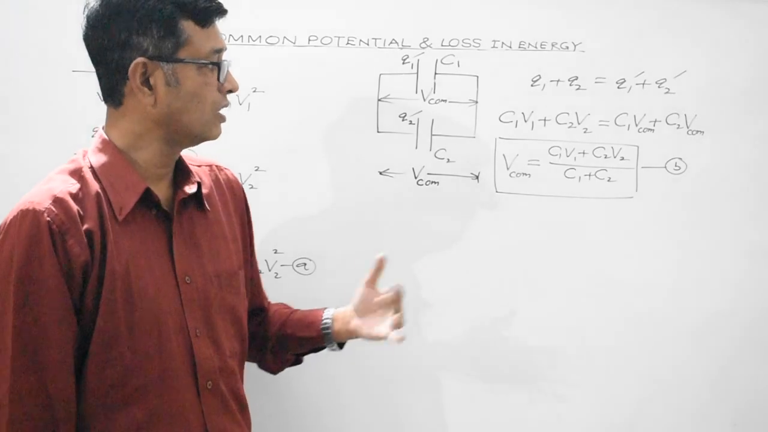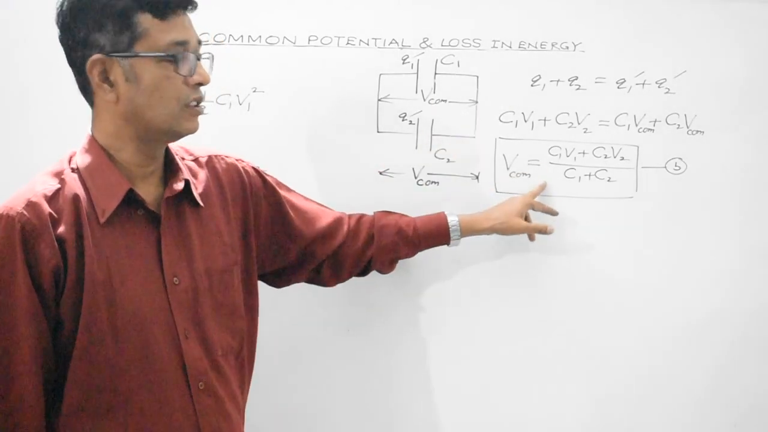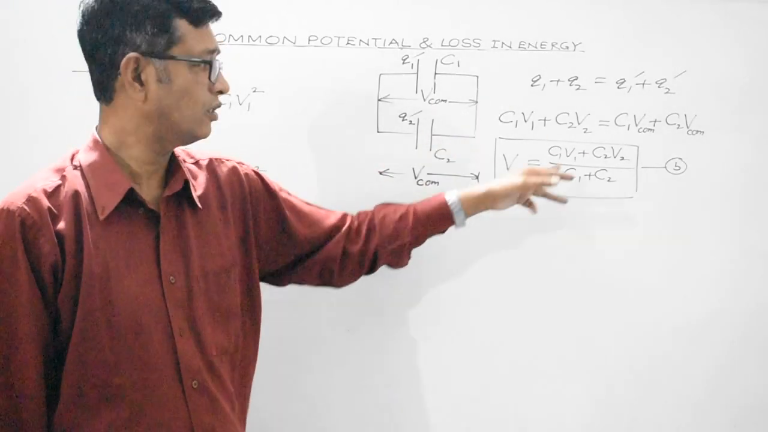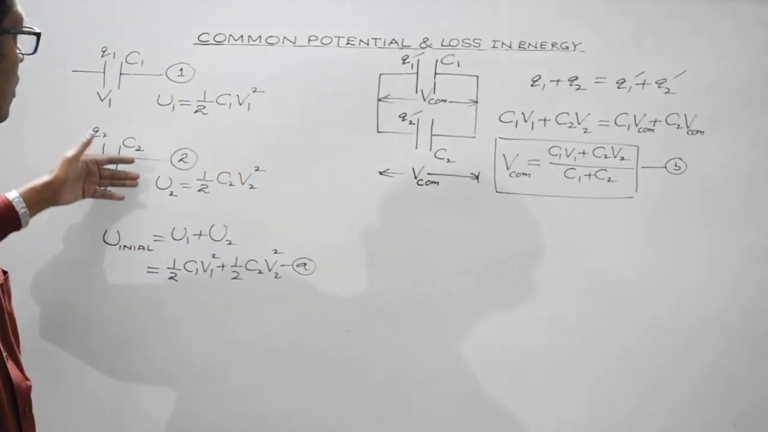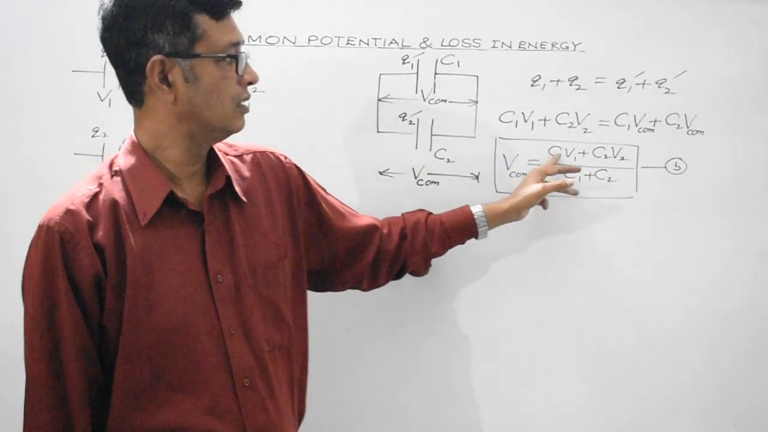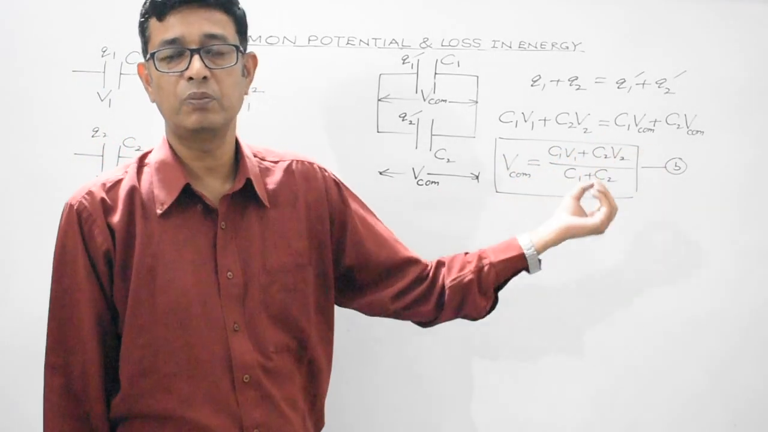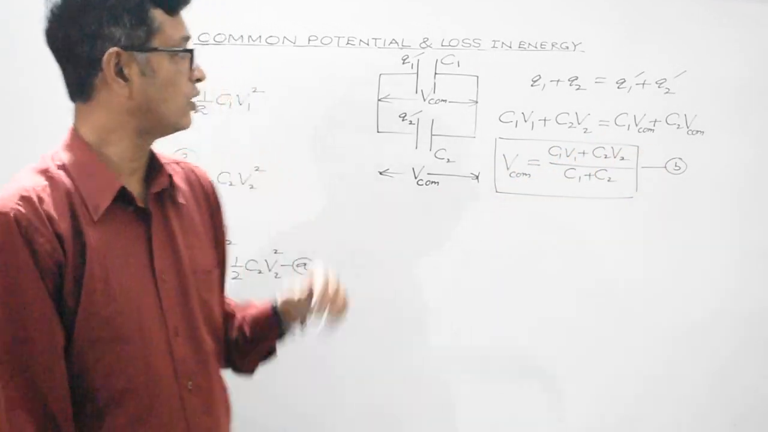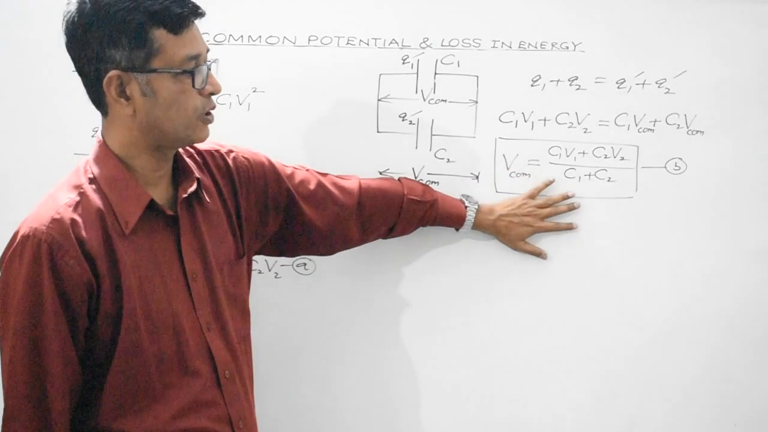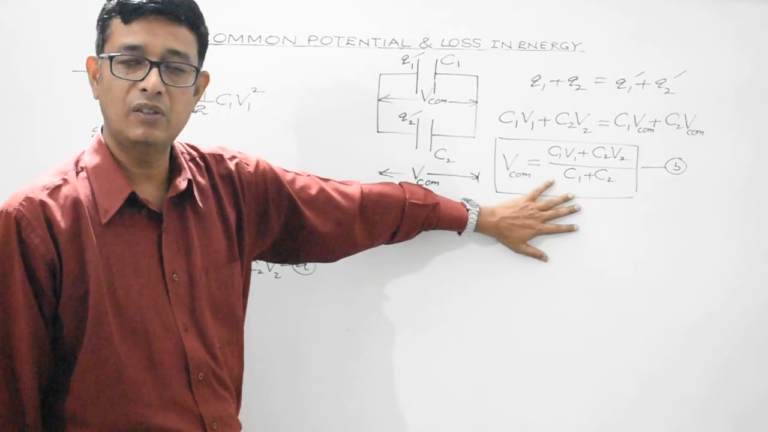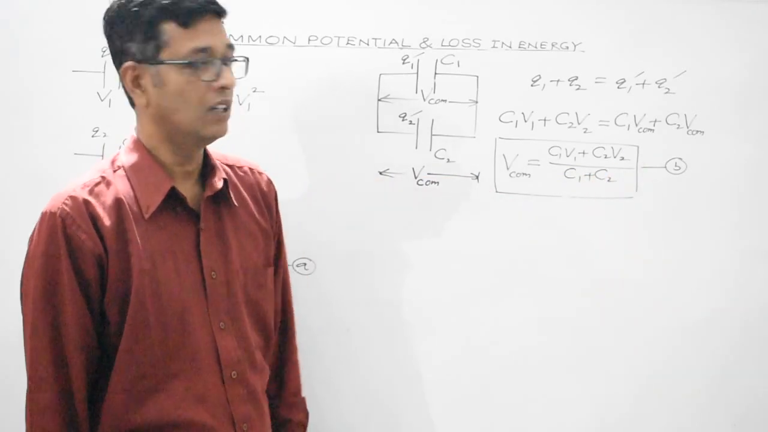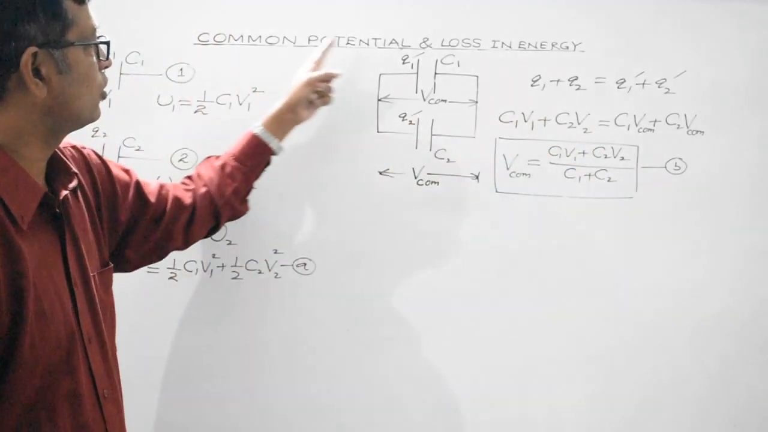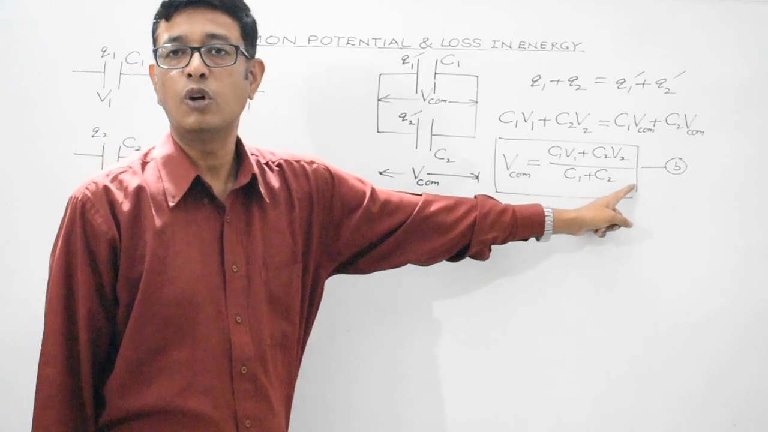There are certain numericals which are based on this formula. In such a case, you can directly make use of this formula, right? In case any of these two are uncharged, then C1 V1 or C2 V2, either of them would be 0, right? It depends on the situation. But this is the expression for the common potential, that is C1 V1 plus C2 V2 divided by C1 plus C2, right? So first part is over. Expression for the common potential is obtained.